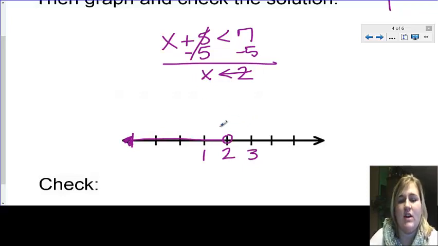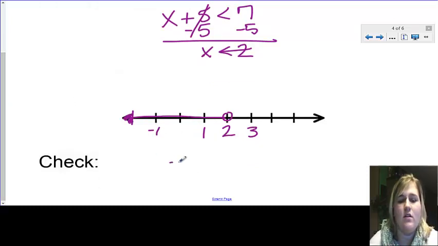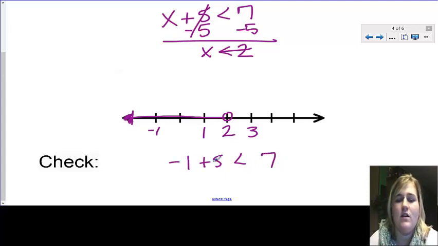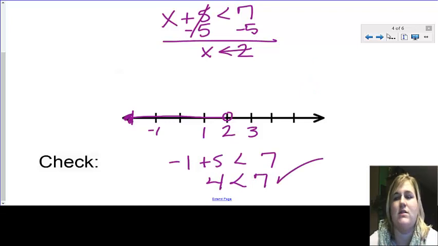Okay. To check it, I need to choose a number less than 2, so I'm going to choose negative 1. If I plug in negative 1, negative 1 plus 5 has to be less than 7. Negative 1 plus 5 gives me 4. 4 is less than 7. It checks.